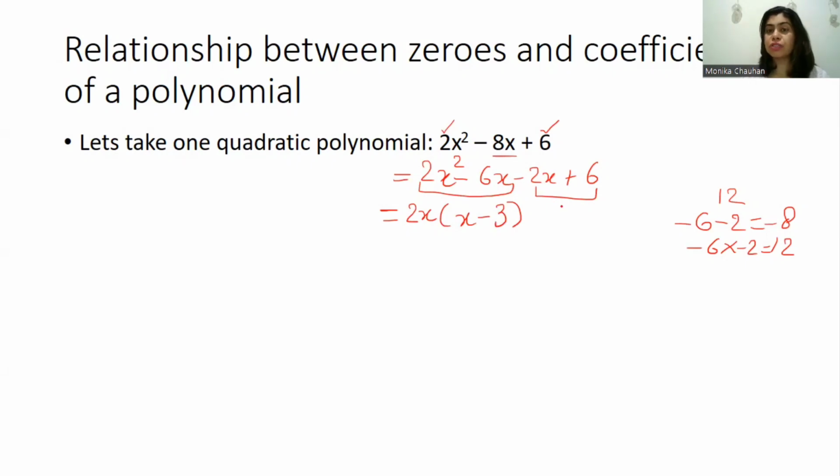Now from the next two terms, between these two numbers, what is common? 2, and I will take minus 2 here. So what do you get inside? x minus 3. Can you see that? In both the brackets, you got x minus 3 as one factor, and the other one you got is 2x minus 2.